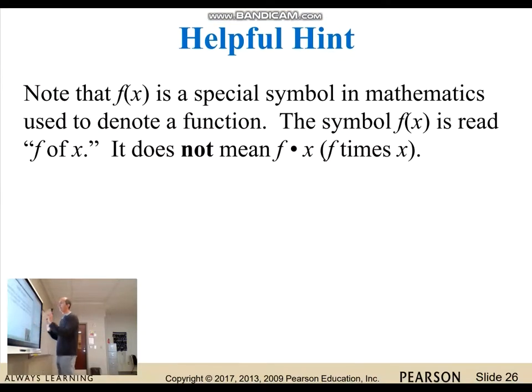Helpful hint, and this is just so you don't mix things up. Note that f(x) is a special symbol used to denote a function. This symbol f(x) is read f of x. It does not mean f times x. No, not f times x. Do not mix things up.